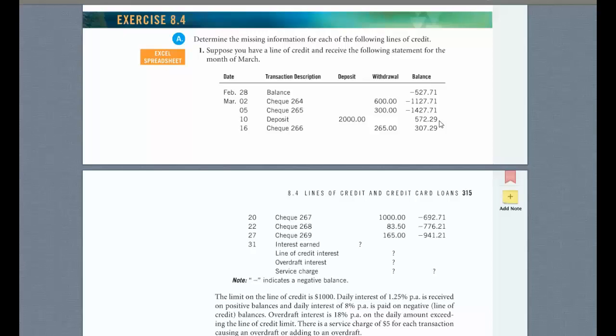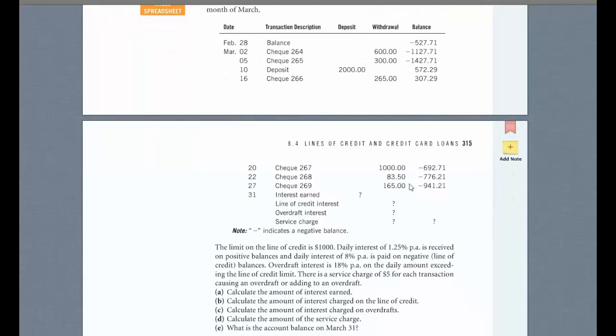It gives you $572.29. There's a check written on the 16th, 307.29, and so on. So this keeps going until the 20th, 22nd, 27th, 31st of March. And you can examine it and see withdrawals and deposits and your balances.